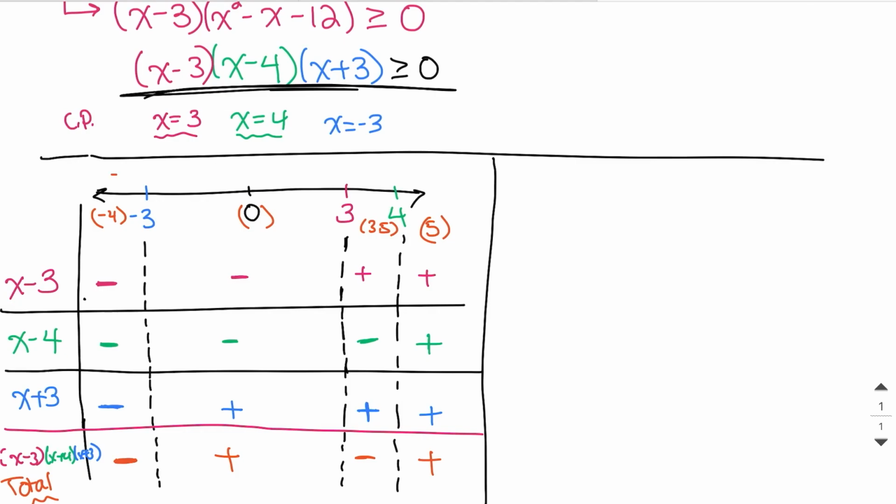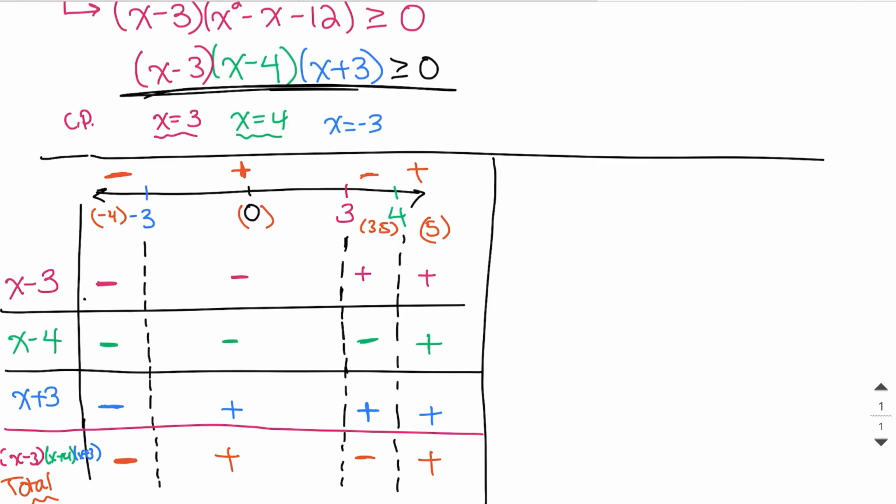So that means that within this section here, this is always going to be negative. Within this section from here to here, I'm always going to have a positive. From here to here, I'm always going to have a negative. So this section here is negative, and from here to here, this section is positive.